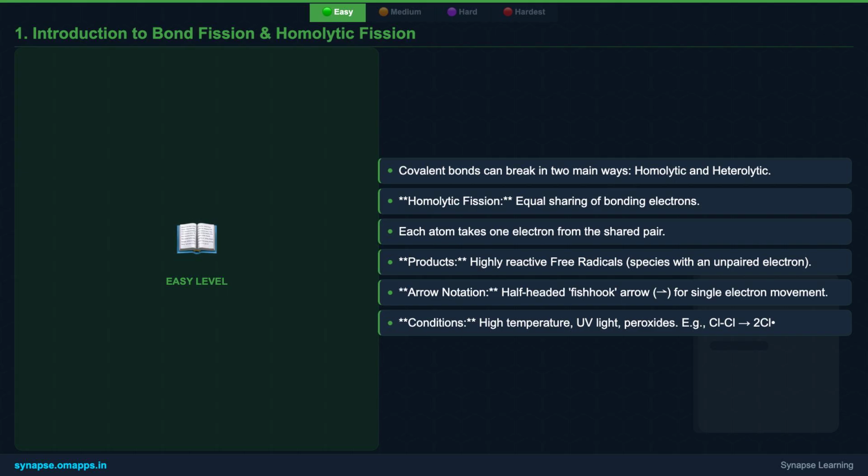First, we have homolytic fission. This is when the shared electron pair is split equally between the two atoms. Each atom gets one electron, resulting in the formation of highly reactive species called free radicals. We use a special half-headed fishhook arrow to show the movement of a single electron. This type of fission often happens under harsh conditions like high heat or UV light, or with the help of special chemicals called peroxides. A simple example is a chlorine molecule breaking into two chlorine free radicals.